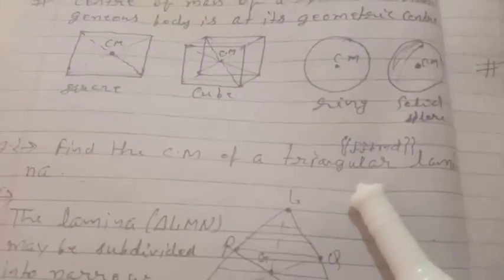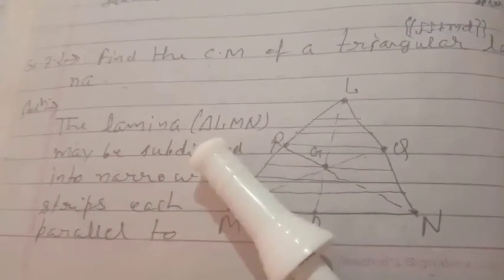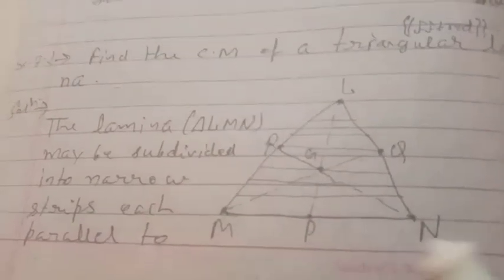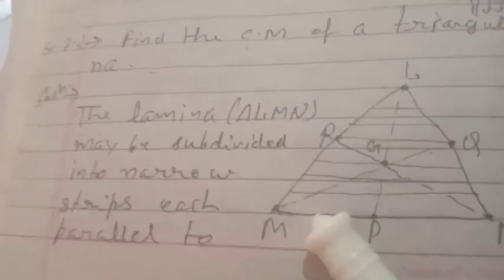Find the center of mass of a triangular lamina. Solution. The triangular lamina LMN may be subdivided into narrow strips, each parallel to the base MN, as shown in the figure. By symmetry, each strip has its center of mass at its midpoint.